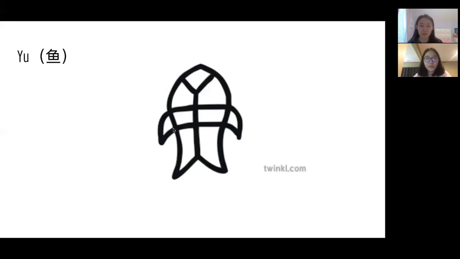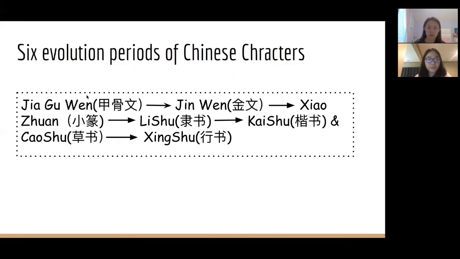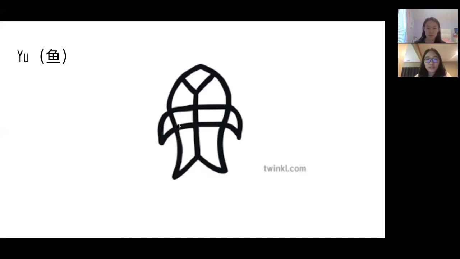Do you know what these characters are in English? I will give you 5 seconds to think. Okay, I hope you guessed right. It's fish, and in Chinese it's pronounced like 鱼. And this is 鱼 in Jiagu Wen.